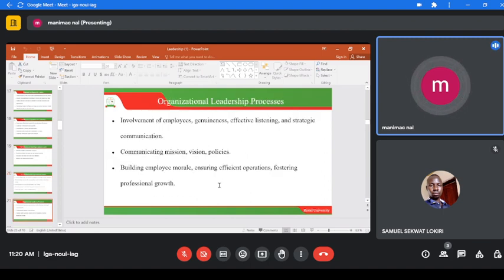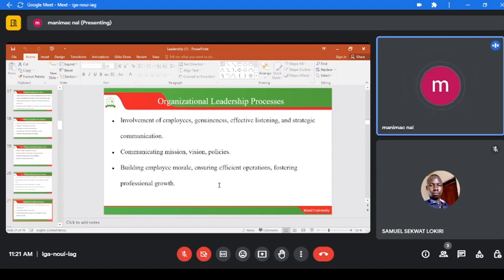Further still, what could be the organizational leadership process? In terms of the leadership process, number one is that you need to involve all employees. You need to look at genuineness. You need to have strategic communication. All of this, if you use them, can help us to have the organizational leadership process.